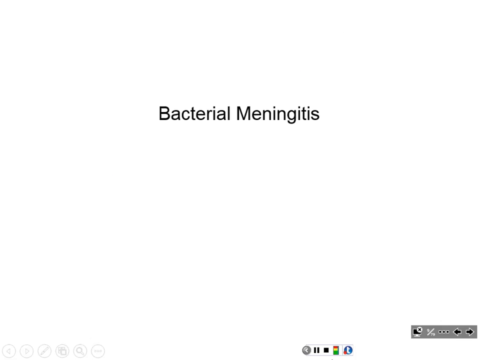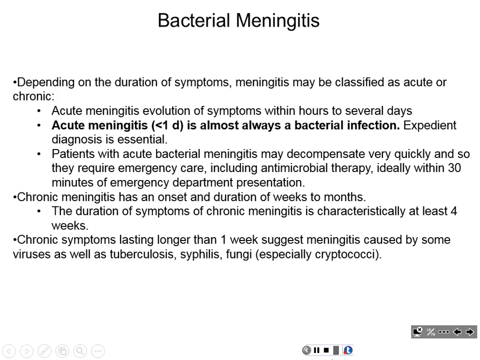So let's get right into bacterial meningitis, right? Inflammation of the meninges. All forms of meningitis may be classified as acute, subacute, or chronic, and the onset of symptoms is going to help tell you something about the etiology. Acute meningitis happens within hours. This is almost always bacterial. Subacute meningitis, so talking about maybe 18 to 24 hours, a couple of days, this is almost always viral.